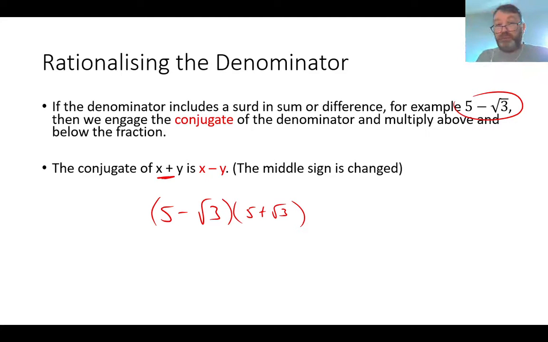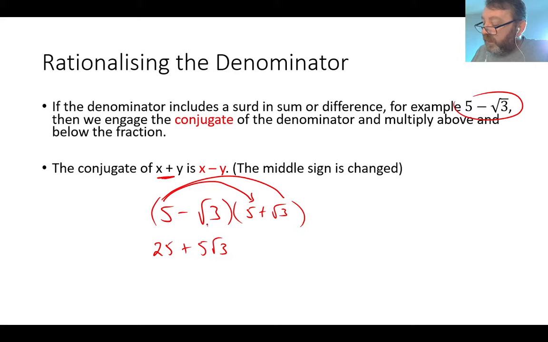And then what I do is the normal multiplication, like algebra. First by first, 5 5s, 25. First by second, plus 5 root 3. Second by first, minus 5 root 3. And then minus by plus is minus. Root 3 by root 3. What happens when you multiply the same surd? You lose the root, you keep the number. 3. Look at the middle. Plus 5 root 3, minus 5 root 3. They cancel. 25 minus 3, 22.